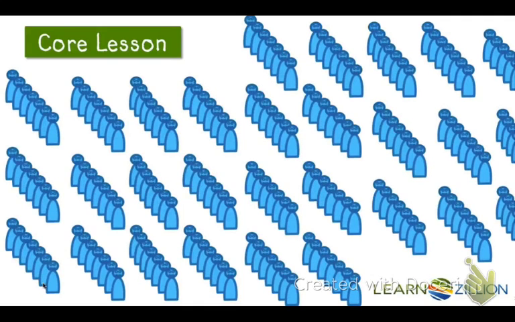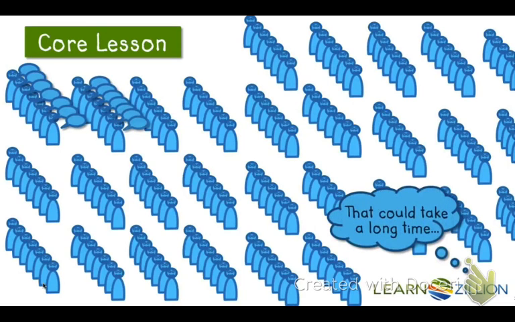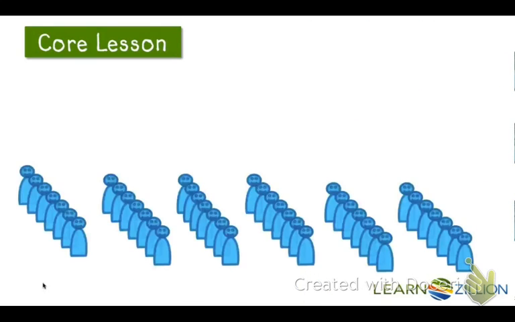The blue figures represent an entire population. For example, the population of middle school students. If we wanted to know a piece of information about this population, for example, how many texts students send each day, we might ask every single student. That could take a long time. Let's consider this population and think of a different way to collect information.